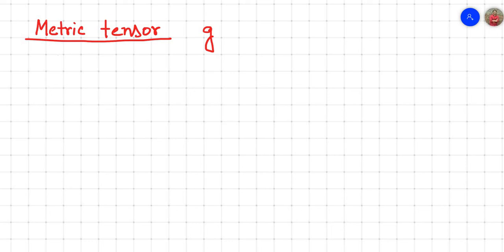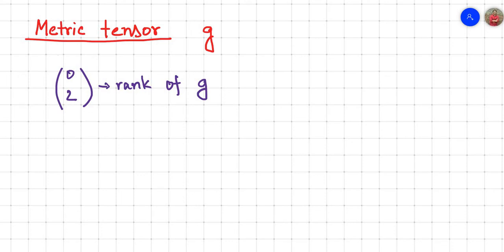So let me first define metric tensor as follows. A metric tensor is a rank 0,2 tensor. So this is the rank of the metric tensor G. I'll explain what it means to be the rank of a tensor. So a metric tensor is a rank 0,2 tensor that satisfies three properties. And these are important, yet very, very simple properties.